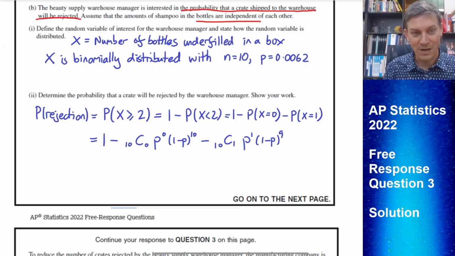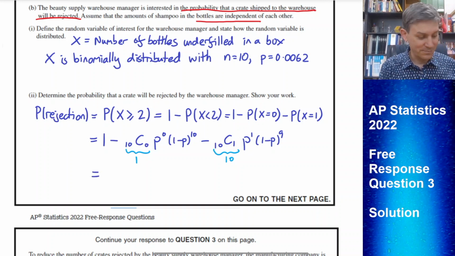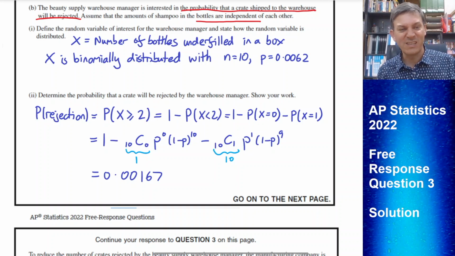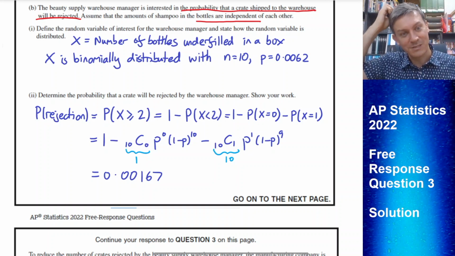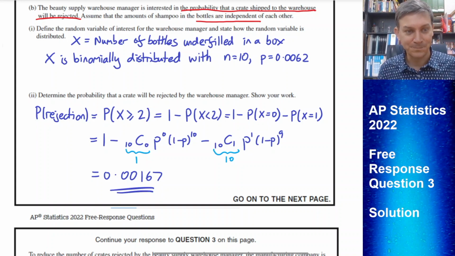Okay, so now that's basically all we need to work this out. So 10 choose 0 is 1, 10 choose 1 is 10, and p is given here, n is given here. So now you just need a calculator to work this out. And if you do work it out on a calculator, which I did earlier, then you get an answer of 0.00, I'll give it 3 significant figures, 167. Okay, so that means a bit more than 1 in 1,000 boxes is going to be rejected by the warehouse manager.